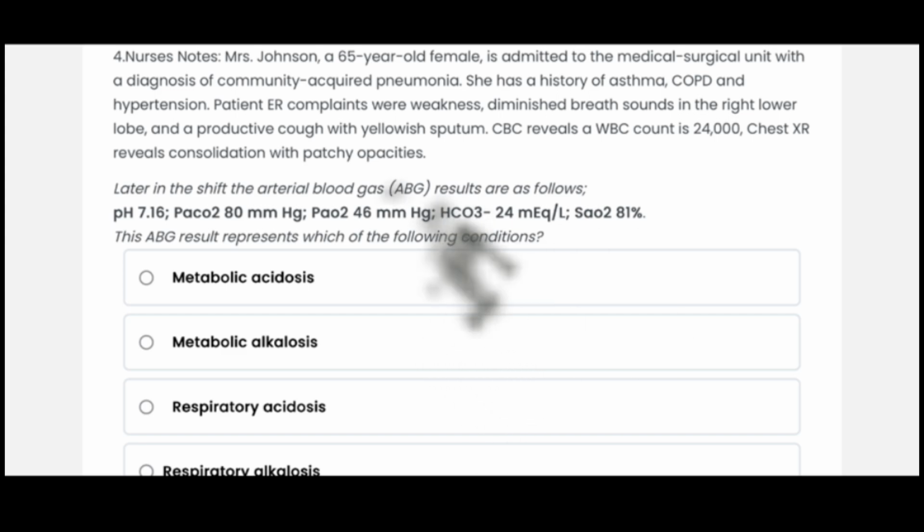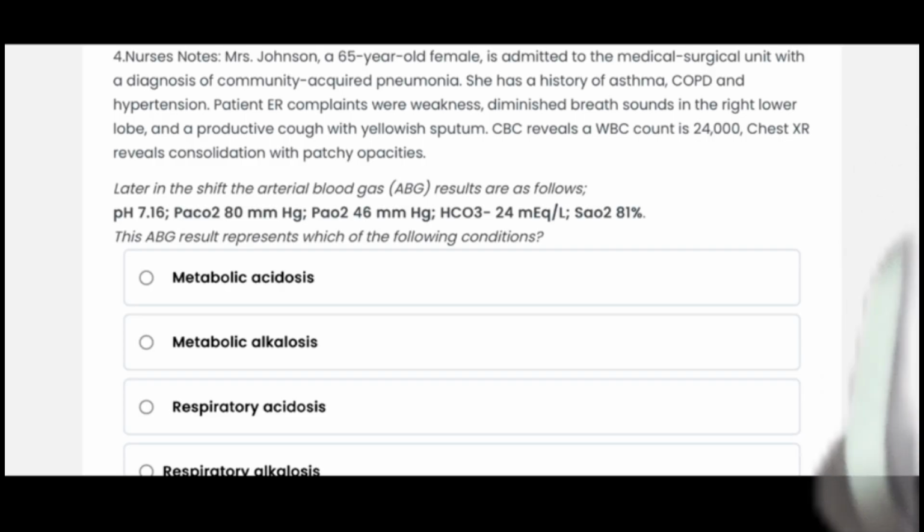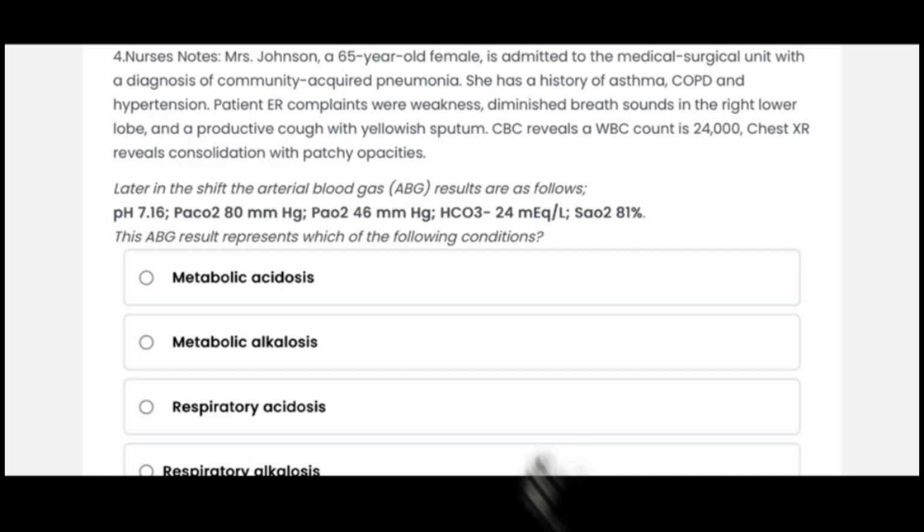So, number one, ask yourself, what is the pH? 7.16. That is lower than 7.35, so it's acidic. So that means we can eliminate B and D immediately. This is an acidosis problem. Now, I want you to look at one thing. What are the symptoms of this patient? Are they happening in the lungs? If the symptoms are happening in the lungs, it's respiratory. If it's not happening in the lungs, it's automatically metabolic. So when you have patient descriptions or diagnoses, let's look at that. So the correct answer is respiratory acidosis.